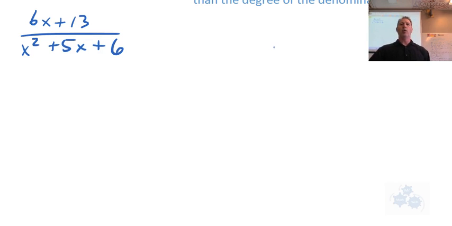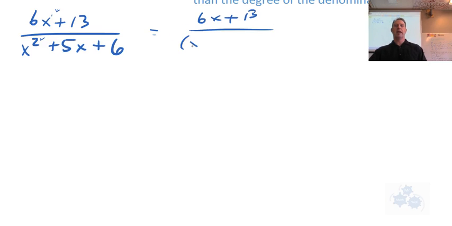All right. So what we want to do is see if we can factor the bottom. The top doesn't matter. Because we know the relationship between the degrees is good, it's less on top than on the bottom, so we can do this. But if we can factor this, and we know already this is factorable, then 6x plus 13 we can leave alone, but down here this can be x plus 2 times x plus 3. And that's really important. We need to work with factors here in order to do this type of decomposition.